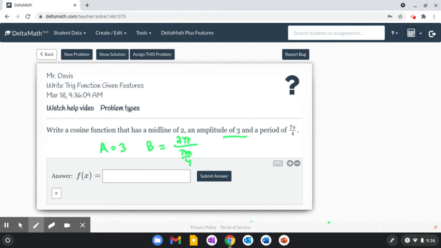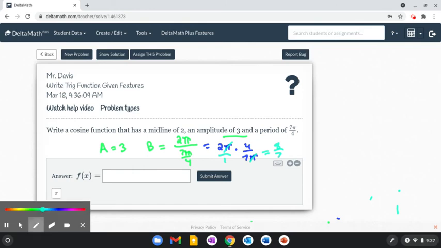All right, so on this one, when we keep the top, multiply by the reciprocal, it's times 4 over 7 pi. What's going to happen is, since we have a pi on the top and the bottom, those pi's are actually going to wipe out. Okay, this is over 1, so we get 2 times 4 is 8 over 7. So it's going to be 8/7 for B. And the midline is 2, so C equals 2.